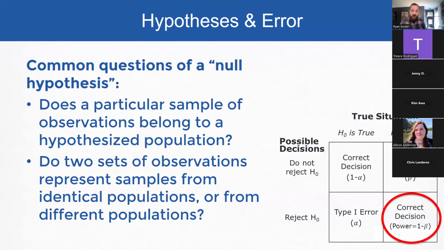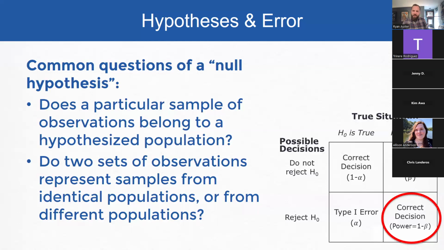The second null hypothesis that's most frequent is, do two sets of observations represent samples from identical populations or different populations? In other words, do these two pieces of my sample differ or are they the same? And that's what we're going to look at in our COVES examples in a few more slides. The table on the right there is very helpful in evaluating this.